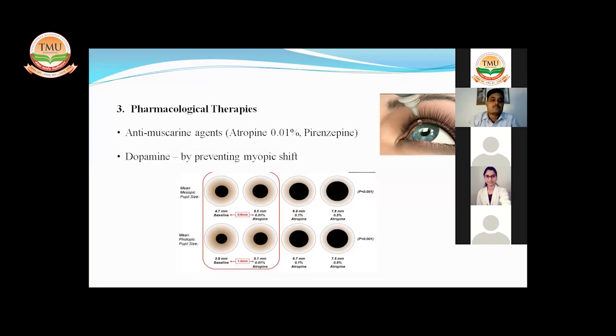So along with atropine 0.01%, if you provide your patient bifocal or progressive addition lenses, especially if there is a slight chance of accommodative lag or esophoria, then it will be better and help you more.